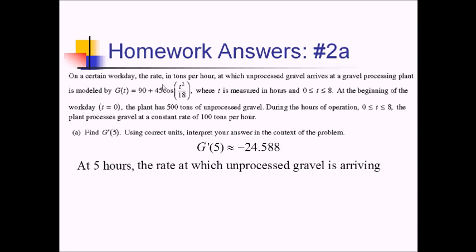And what's the units going to be on this? Well, the original rate was, let's see, amount of gravel per hour, tons per hour. So this is going to be tons per hour squared. The rate at which the tons per hour is changing is in tons per hour squared.